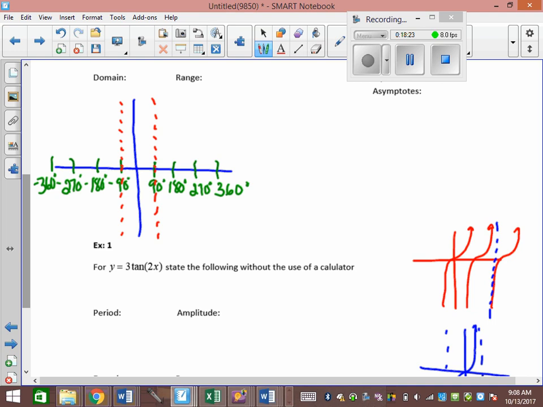180. The period of a sine and cos graph repeats itself every 360 or 2 pi, but a tan graph repeats itself every 180 or pi. That's important. Okay? So that you want to write down. Tan period equals pi over absolute value of b, or 180 degrees over the absolute value of b. They are different.